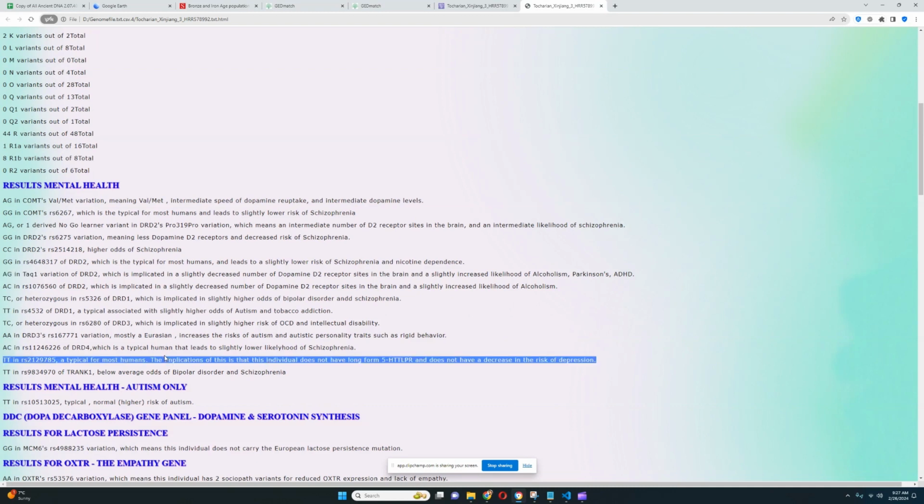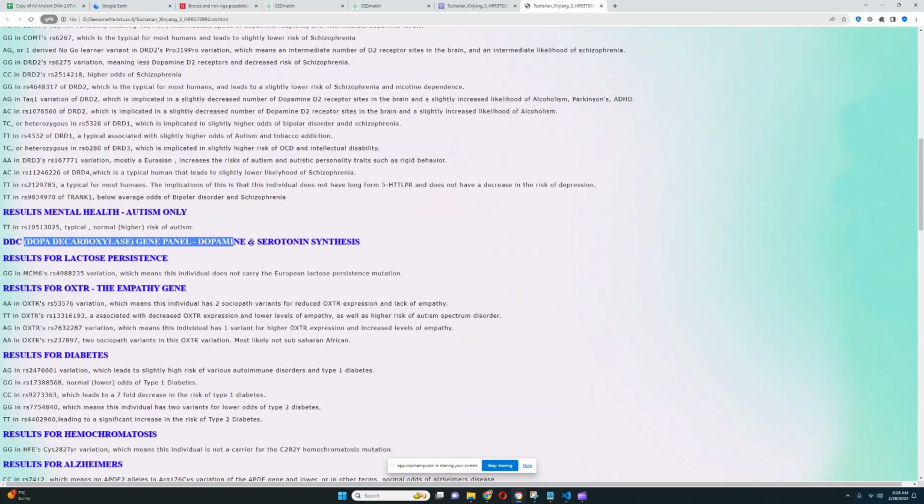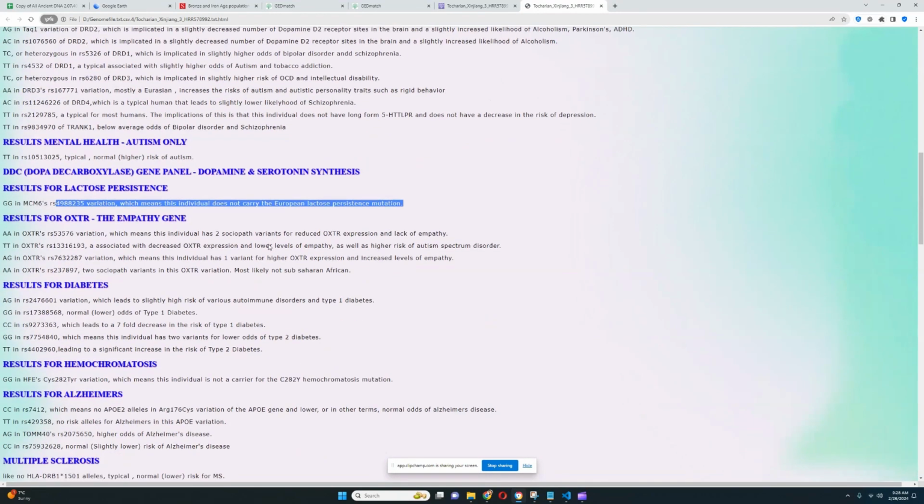It looks like this individual does not have long 5-HTTLPR. So once again, he's got short 5-HTTLPR, and he does not have a decrease in risk of depression. So he's got an average or slightly higher than average risk of depression. We're going to skip autism. DDC, nothing was genotyped. Lactose persistence, he does not carry the European lactose persistence mutation. Okay. If you took an ancestry test, they would say, hey, you're lactose intolerant. For OXTR, the empathy gene, it looks like he has 2 sociopath variants for reduced OXTR expression and lack of empathy. So he's more of a sociopath than not. Very interesting to see.